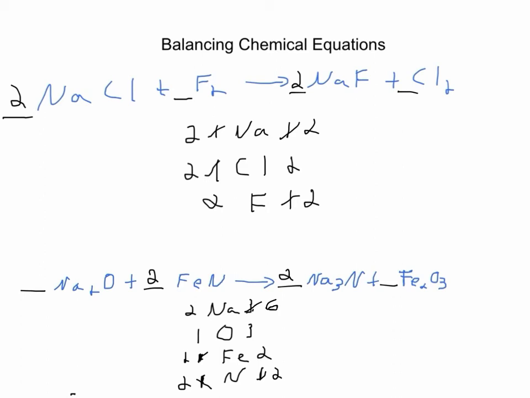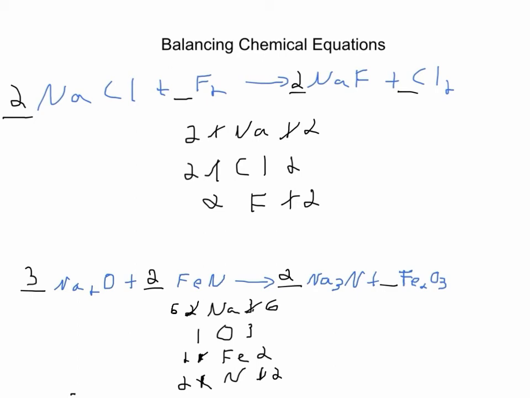So how do I fix that? Well, on the left side, I have a subscript of 2. Well, what times 2 is 6? Well, the answer is 3. So if I have 3 in front here, 3 times 2 gives me 6 sodiums on the left.